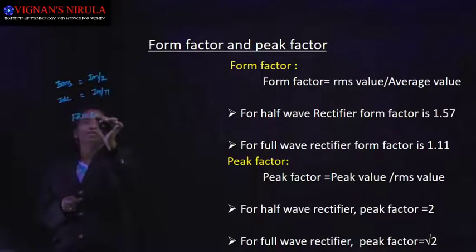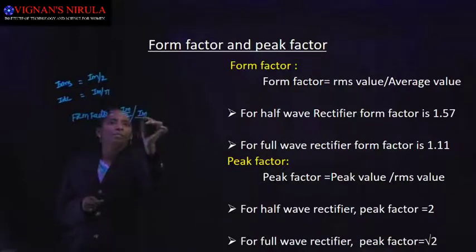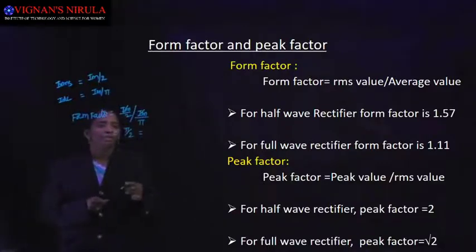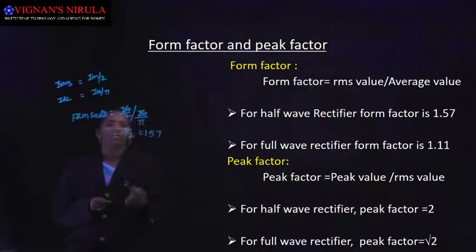Form factor is equal to the RMS value, Im by 2, divided by Im by pi. Im gets cancelled, then the form factor is pi by 2. After simplification, the form factor is 1.57 for the half wave rectifier.